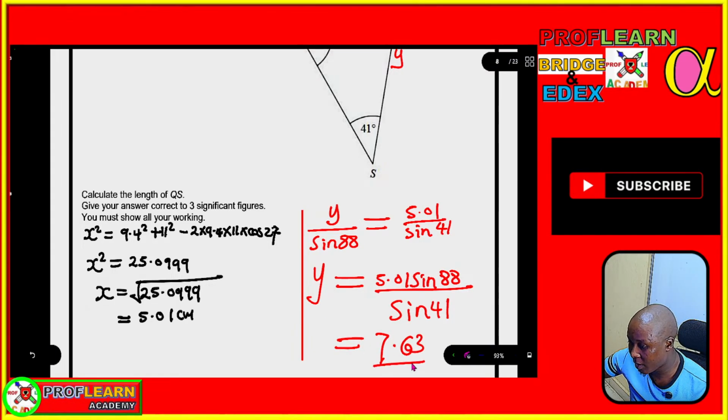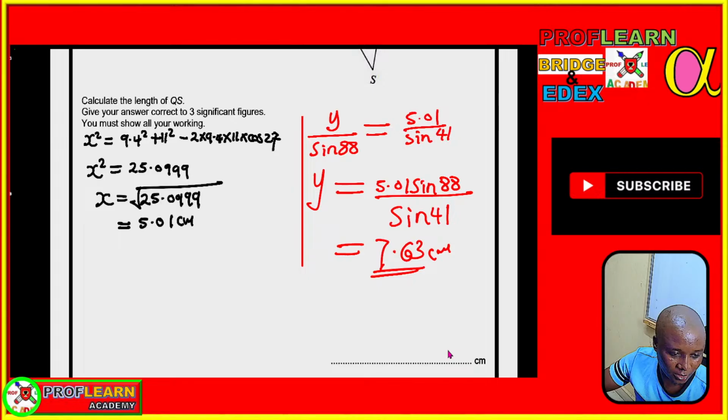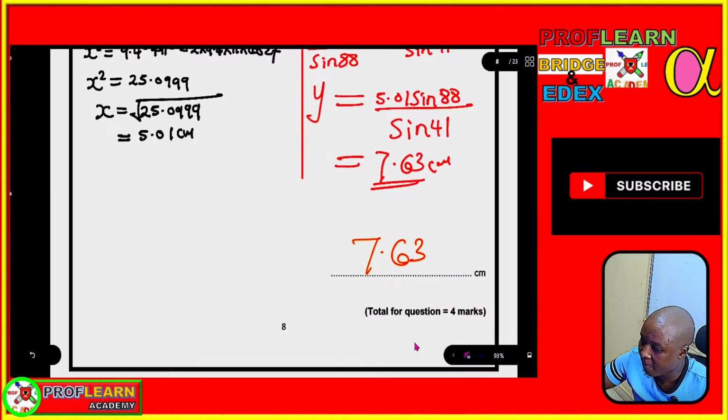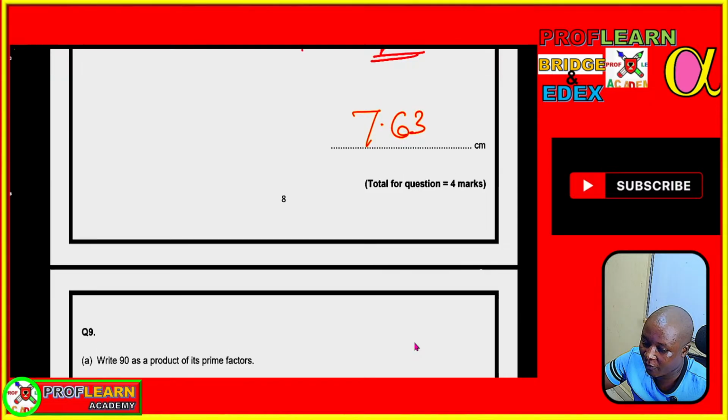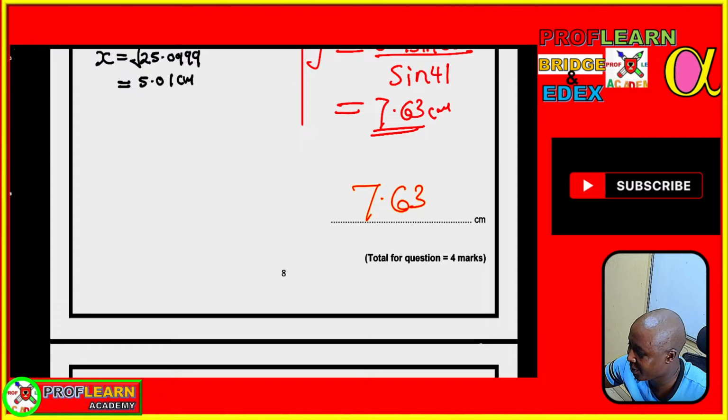I don't know whether you guys have gotten the answer already. Just write in the comment section, because I know you are a bit faster than me, so you might have gone very swift. My answer is 7.63. Is that what you got as your final answer? So that we can move to the next part. Wow, Ahmed, I knew it. You are quite fast like that.